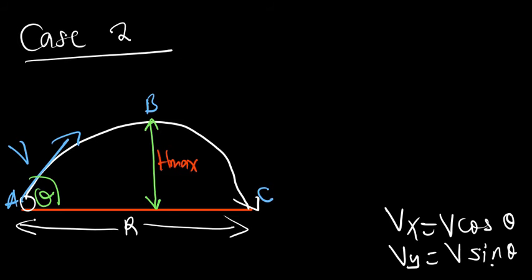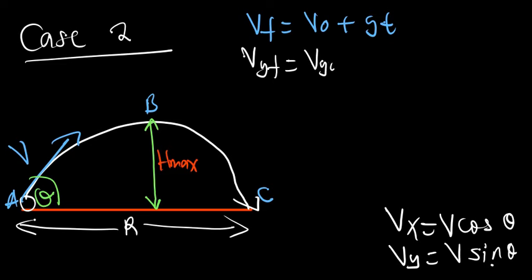Okay? So I'm going to use the first formula, which is V final is equal to V initial plus GT. But one thing we have to understand is that we want to find the time. Since it was going up, we have to specify this and say the Vy final equals the Vy initial plus GT.